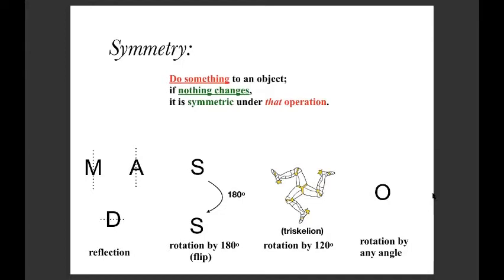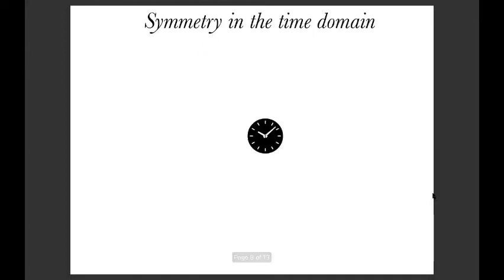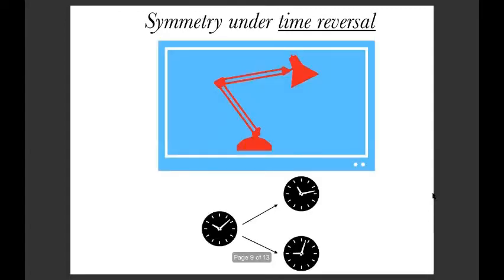Now, all these are examples of symmetry in the domain of space, but you could also imagine symmetry in the domain of time, right? There's nothing that stops you from that. So, for instance, there is symmetry under time reversal. A good example of that is imagine watching a video of a lamp doing nothing but just sitting there and shining light. It doesn't matter whether you play this video in the forward direction or the reverse direction, right? The video is going to look the same. That's symmetry under time reversal.